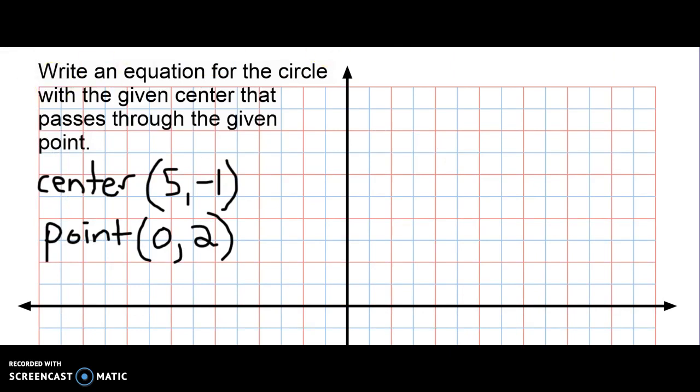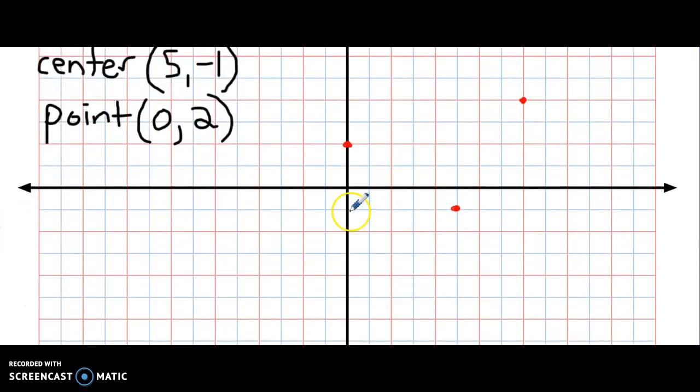This one, I have a center at 5, -1, and it goes through the point 0, 2. So I go 1, 2, 3, 4, 5, and up 3. So I'm going to go up 1, 2, 3, 4, 5, and left 3. I'm going to go to the left 1, 2, 3, 4, 5, and down 3. And then 1, 2, 3, 4, 5, 1, 2, 3. So that hopefully gives me enough information that I should be able to sketch.